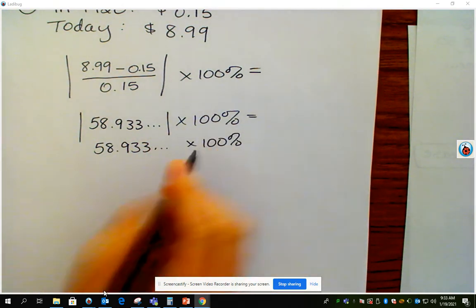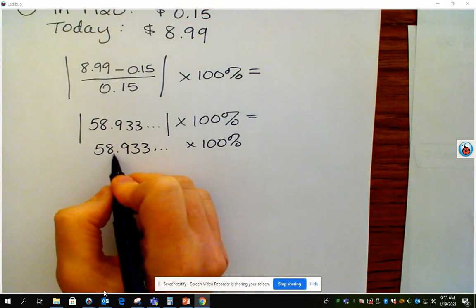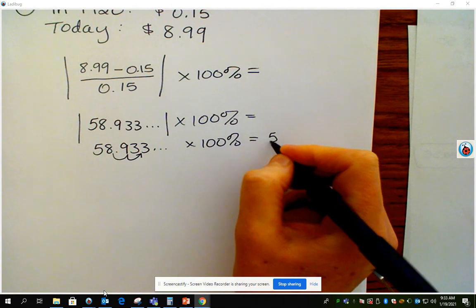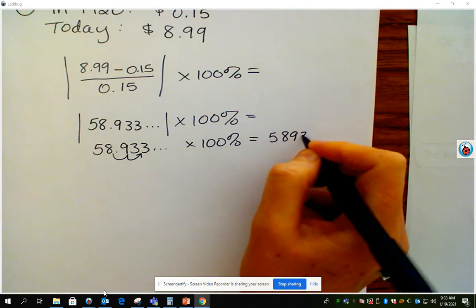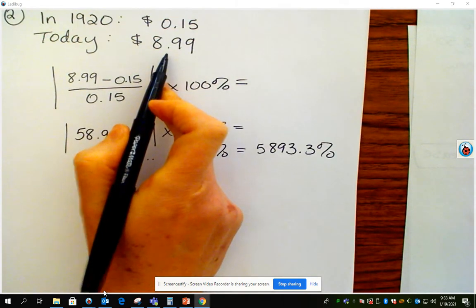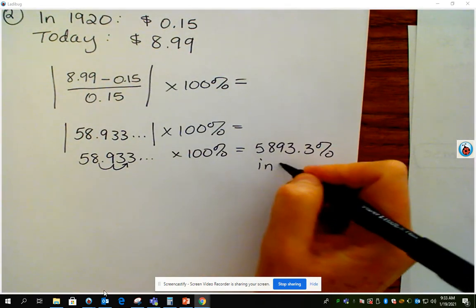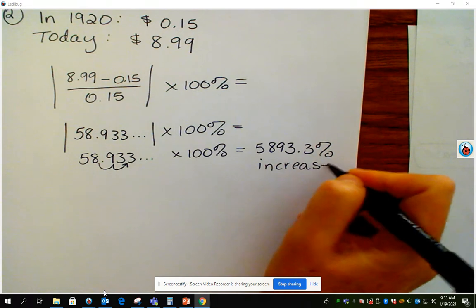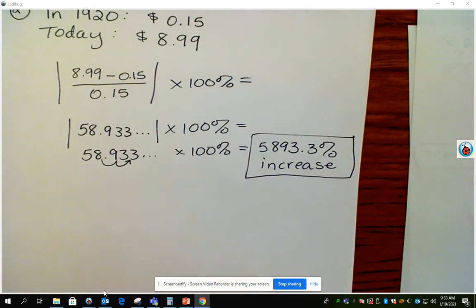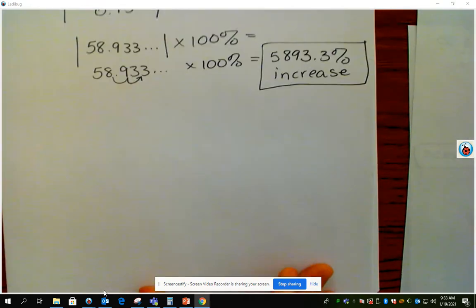When I multiply times 100, I move my decimal 2 places. So wow, this one is 5,893.3%, and it's an increase. It used to be much cheaper. And that makes sense. In 1920, that was a long time ago. We've had a lot of inflation, so everything costs more now.